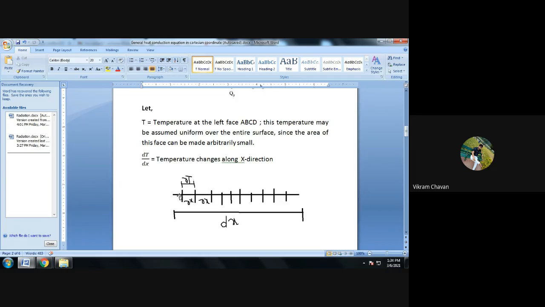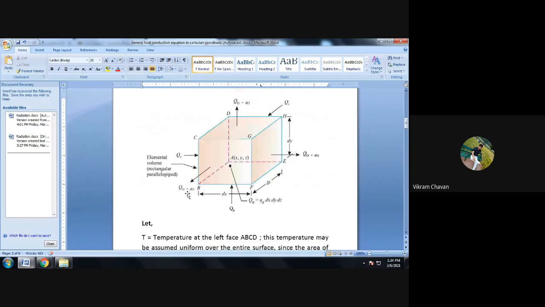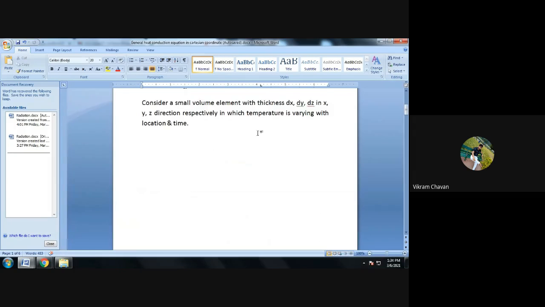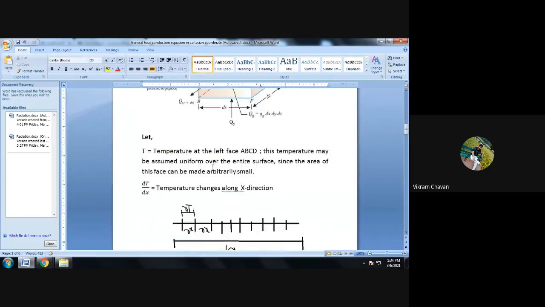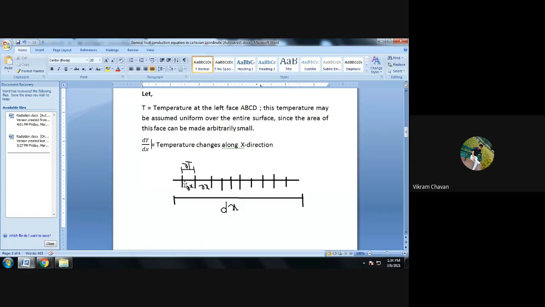Now we know that the temperature is never constant. Initially we discussed that it changes with respect to time and location. So when heat is transferring, it is because the temperature is changing, so that only the heat is transferring. At this location the temperature will be different, and at this location the temperature will be different, and the difference between these two temperatures we have considered as delta T. Whether you understood or not?